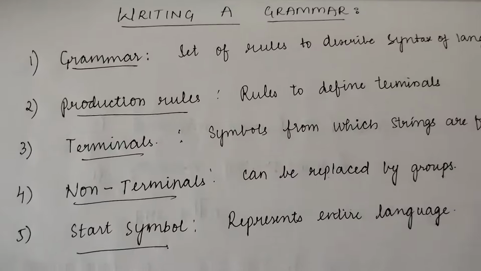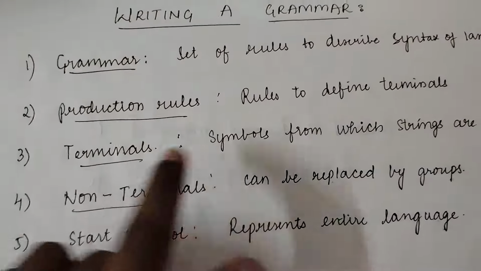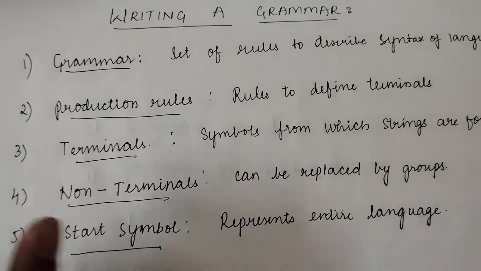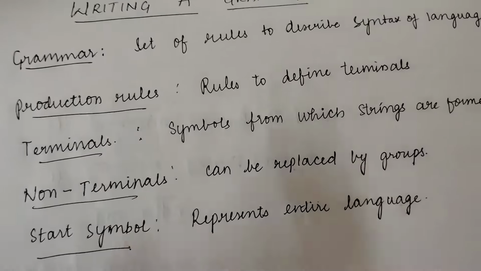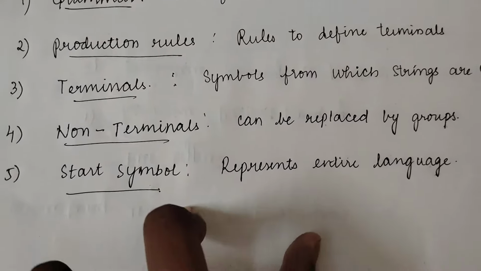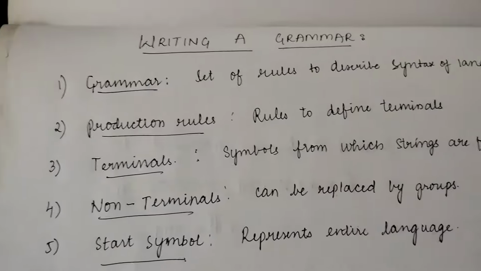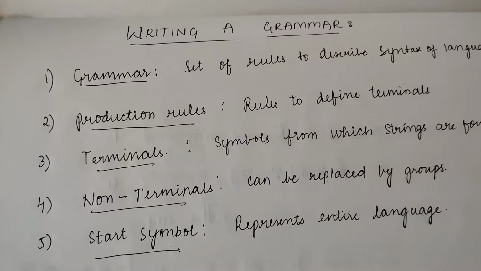Now if you have to take an example of this simple grammar, let's take it that in non-terminals we have expression, term, and factor. Terminals are all the identifiers, the operators and so on. The start symbol represents the entire language. This is what it means to write a grammar.